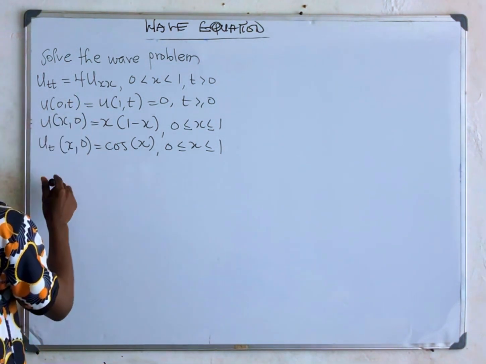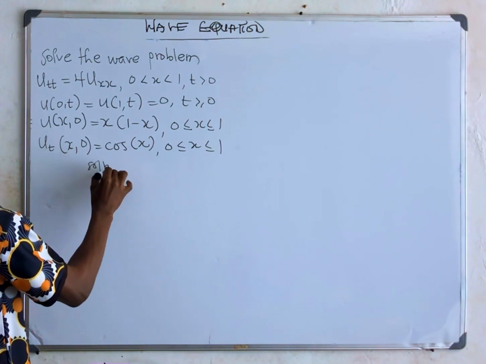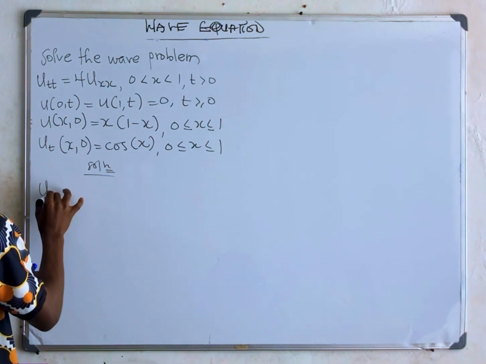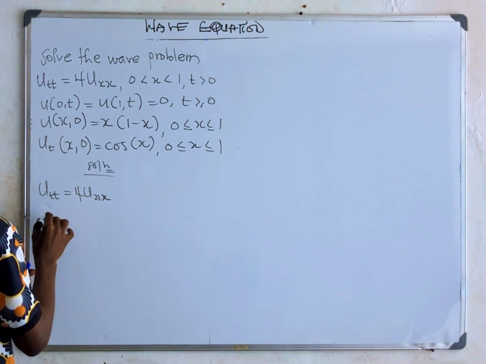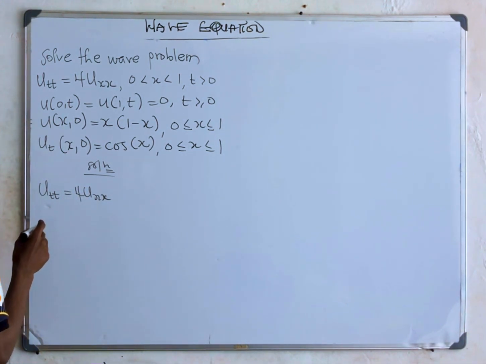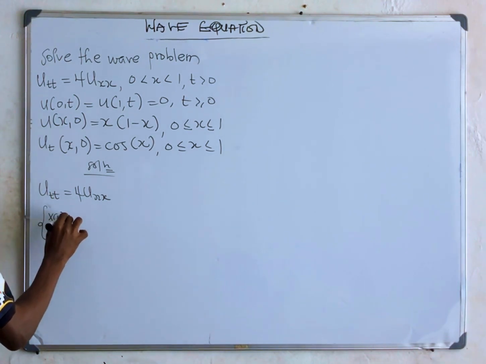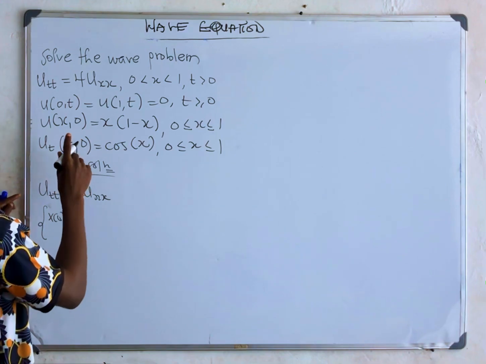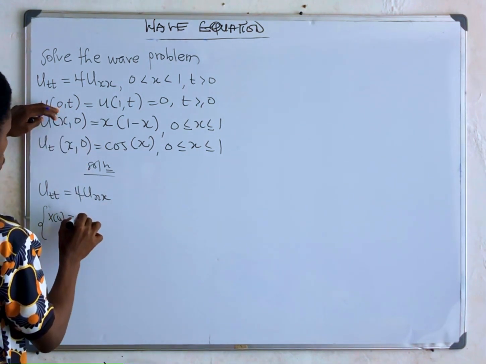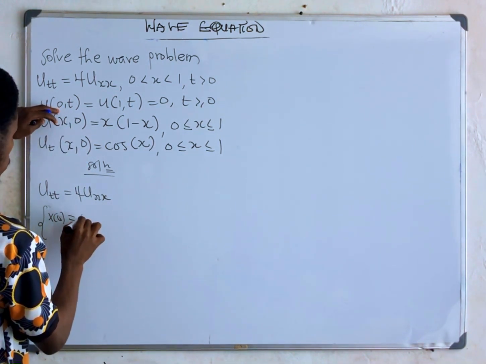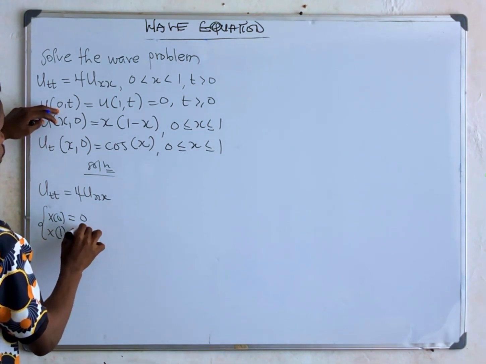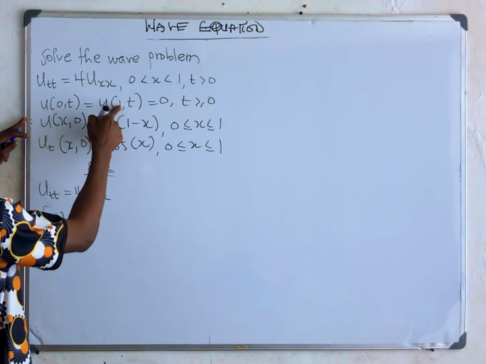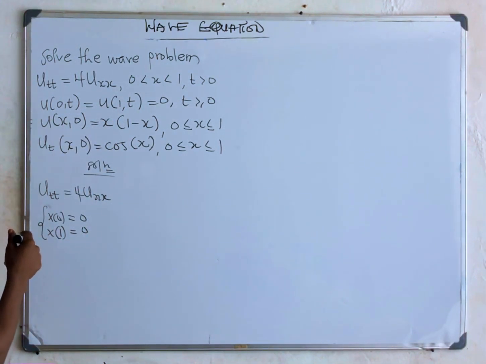So first thing, we should know our u_tt is equal to 4u_xx. For that matter, the boundary condition has already been given. Look at this one: the boundary condition is X(0) equals 0. This time around, it's not pi, it's 1. X(1) is also 0. So at 0 and 1, is that okay? So let's see.